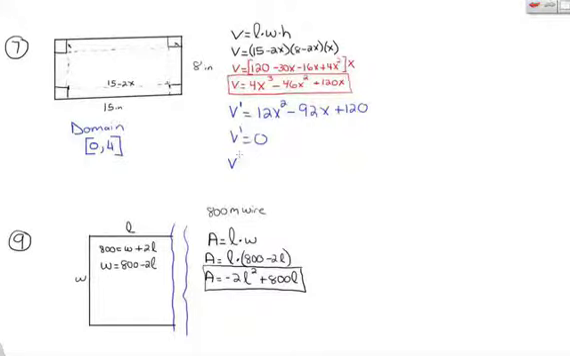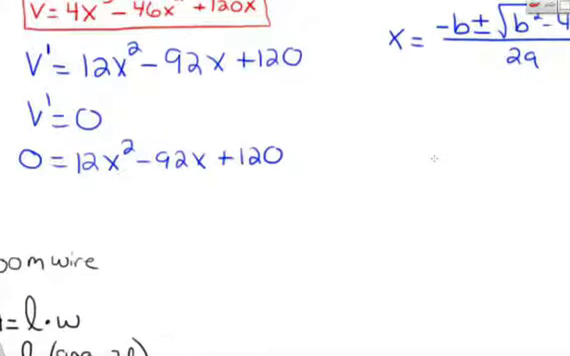So now when I set this equal to 0, let's have 0 equals 12x squared minus 92x plus 120. And at this point, I think probably the quadratic formula would be our best bet. I'm probably going to get a positive and a negative out of this math, and the negative one I can throw away, and the positive will likely be my answer.